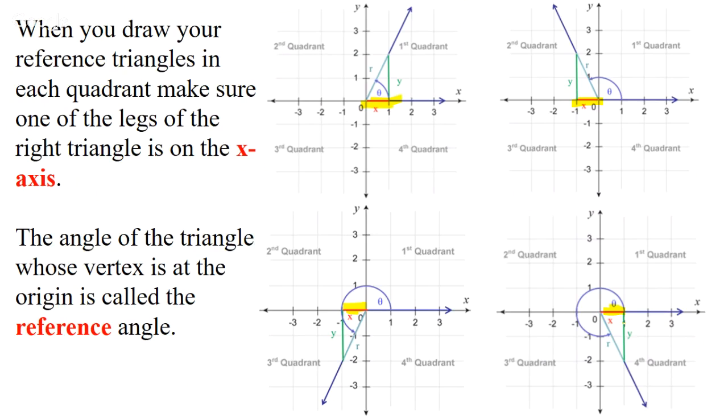So notice you have your different triangles. Now, in your triangle, you have your angle, and then you have your reference angle. The reference angle is the angle inside the triangle. So we have our reference triangle in our quadrants, and inside the reference triangle is the reference angle. The reference angle is always at the origin. It's the angle at the origin, not the other angle.